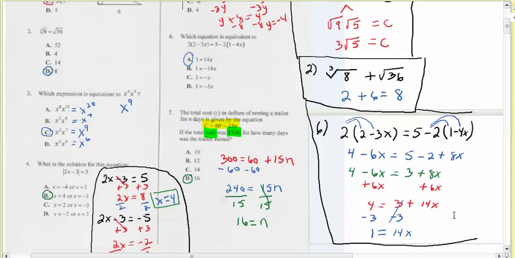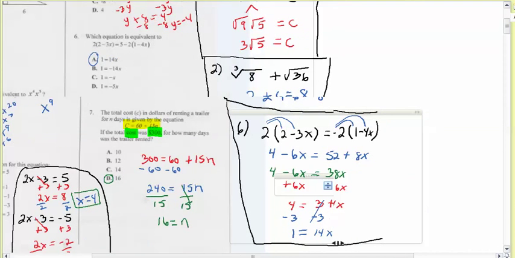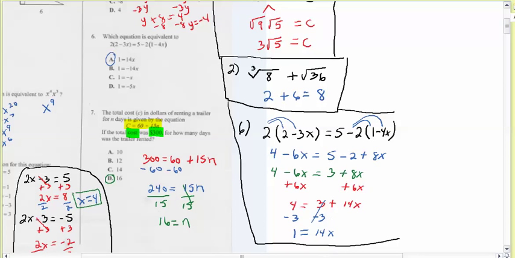So if you're not sure what I did, kind of look at that and make sure you got the right answer. Okay, number 7, I highlighted the important things. It says the total cost in dollars of renting a trailer for n days is given in the equation. That's in yellow. And then if the total cost is 300, how many days was the trailer rented? So we plugged in the 300, and then we had 60 plus 15n. I subtracted the 60, divided by 15, and I ended up with 16 as my answer.